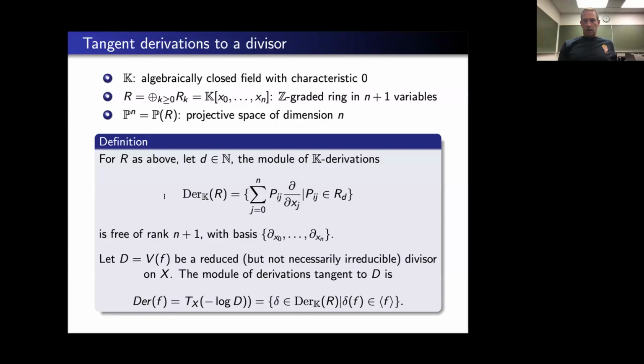And here's the central player in our investigation. The algebraic version of the tangent bundle is just the module of derivations. R is our polynomial ring, and this module Der_K(R), K is our field, is a free module whose basis is given by d/dx_i. We think of these as polynomial differential operators: d/dx_i is a differential operator, and then it has polynomial coefficients. So of course, this Der_K(R) can be fed a polynomial, and it will spit out a polynomial. This is a free module of rank n+1.